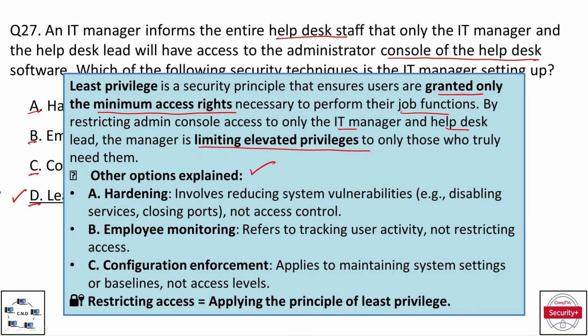The other options: option A, hardening involves reducing system vulnerabilities, for example, disabling unnecessary services and closing ports, not access control. Option B, employee monitoring refers to tracking user activity, not restricting access. And option C, configuration enforcement applies to maintaining system settings or baselines, not access levels. So, restricting access is applying the principle of least privilege.